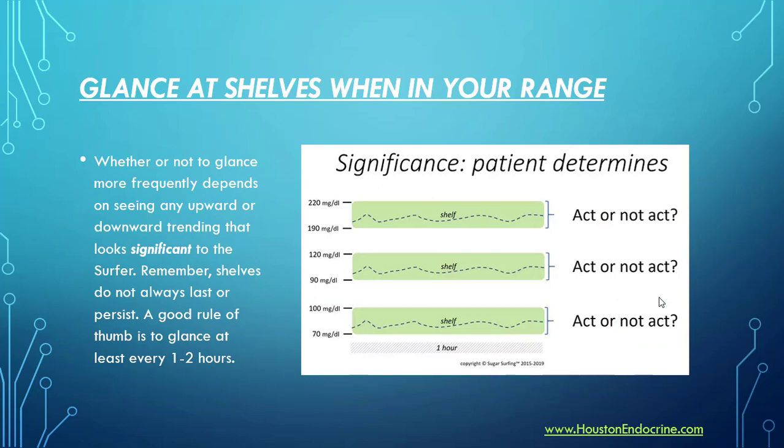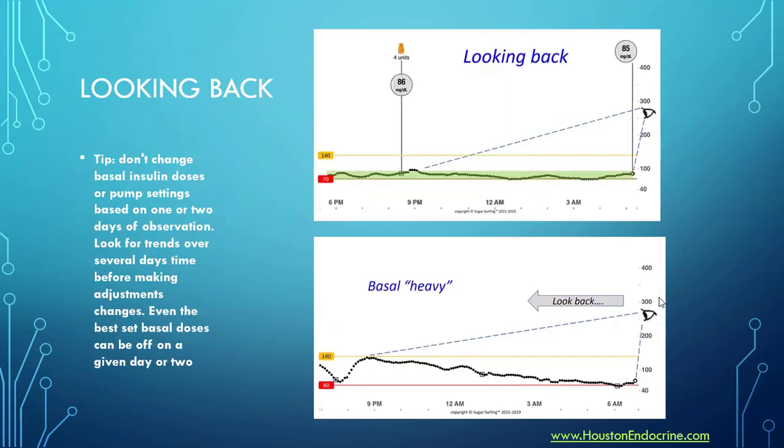Whether or not to glance every hour or every 30 minutes depends a lot on how significant the value of the sugar is to a patient and what symptoms you're having. Remember, shelves don't always last or persist for a long period of time, and generally it's a good idea to look at it at least every hour to 2 hours, but some patients may look at it every 30 minutes. It depends on how proactive you'd like to be. So again, at some point the shelf ends, and so it's good to always look back over time.